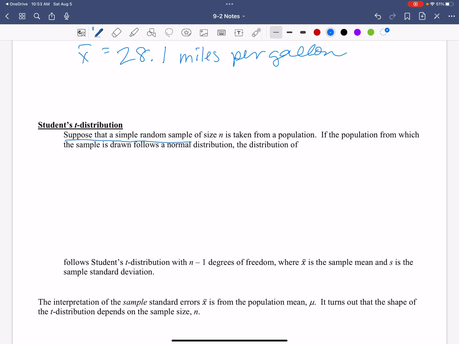Suppose that a simple random sample of size n is taken from the population. If the population from which the sample is drawn follows a normal distribution, the distribution of t is equal to x bar minus mu, so sample mean minus the population mean, divided by the sample standard deviation over the square root of n, right? Have we seen these formulas before? Yes, we have. This is our sample mean and standard deviation, and this is our mean.